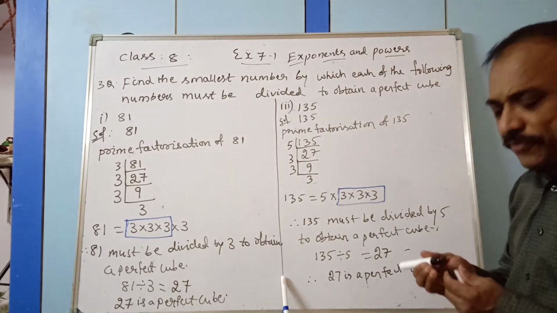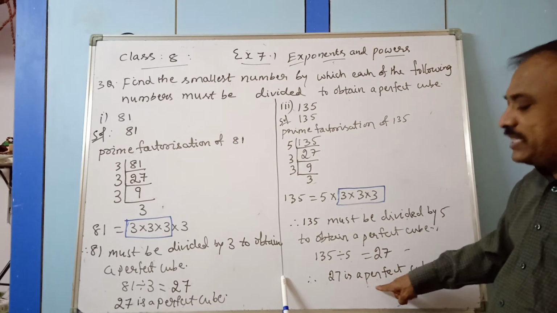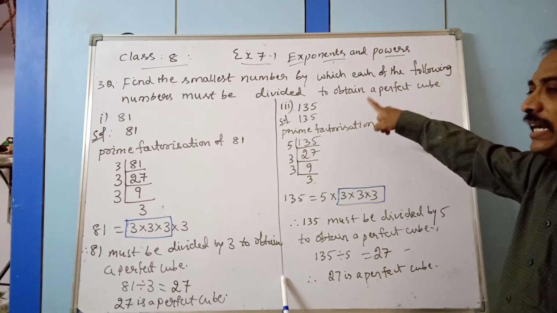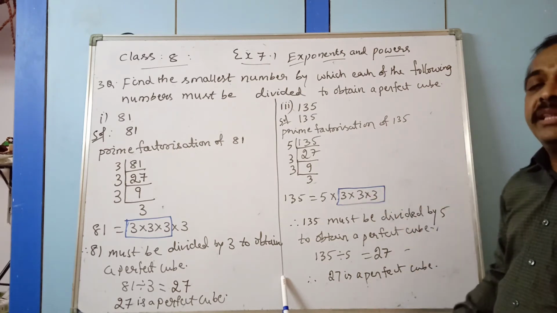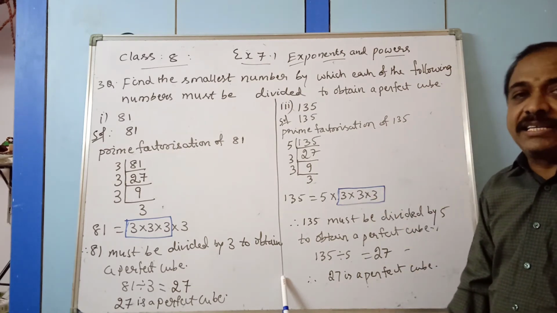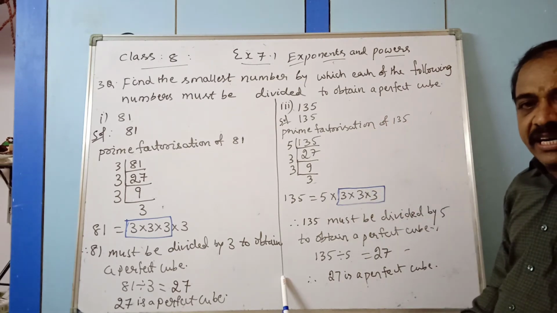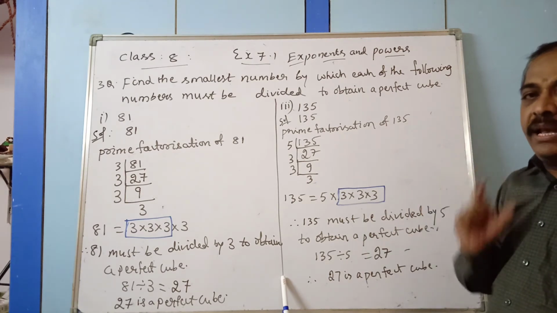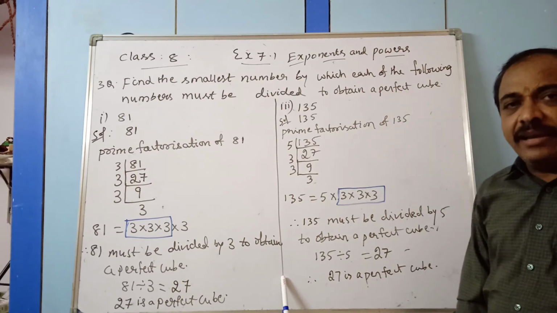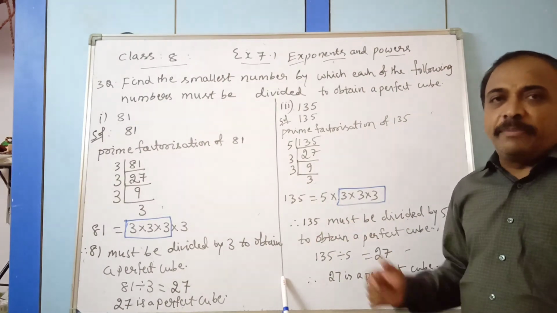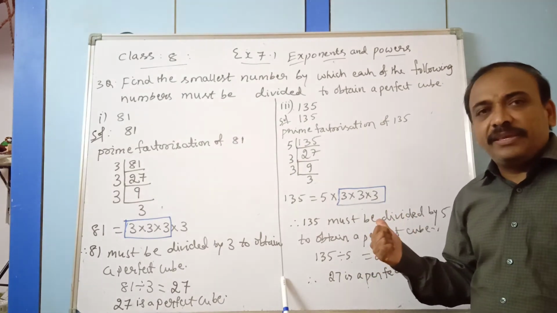Did he ask you in the question to find out which is the perfect cube after division? No. We are just doing this step extra. He is asking only to find out by which number we have to divide so that the quotient will become a perfect cube. You do the prime factorization, make triple groups, then with the leftover you divide the given number so that it becomes a perfect cube. Is it clear, children? Yes? Right.